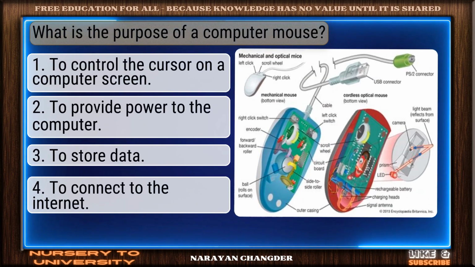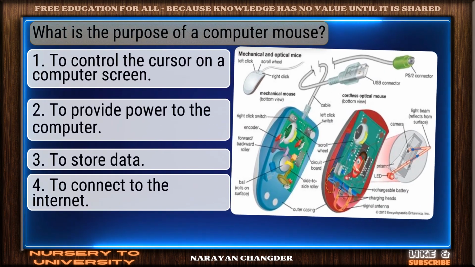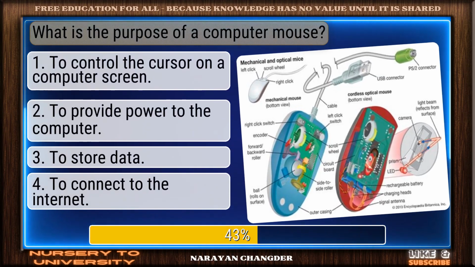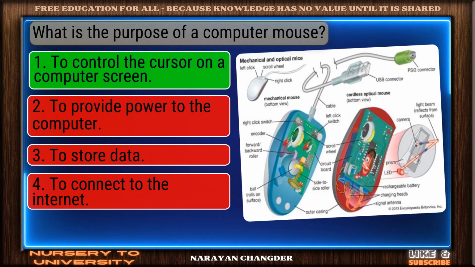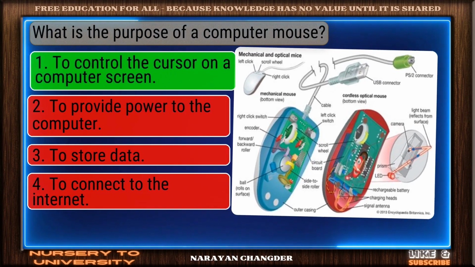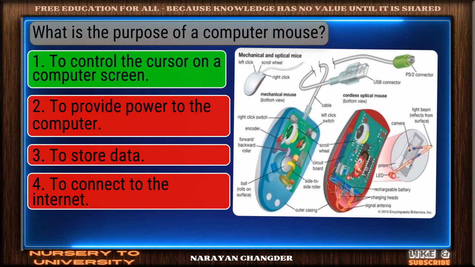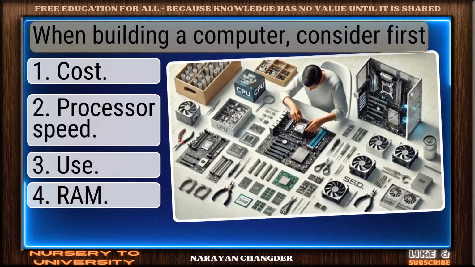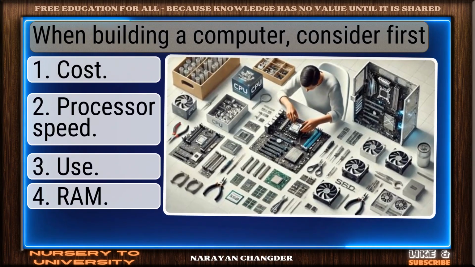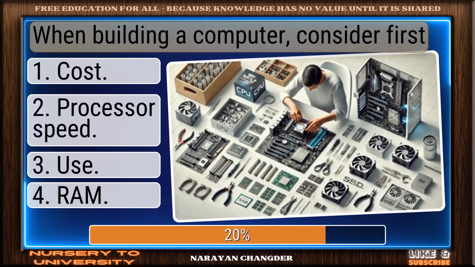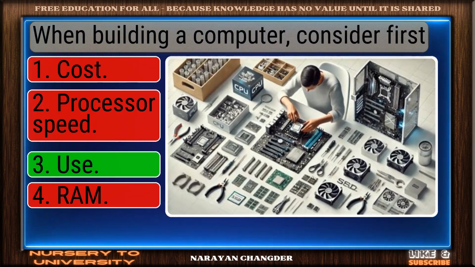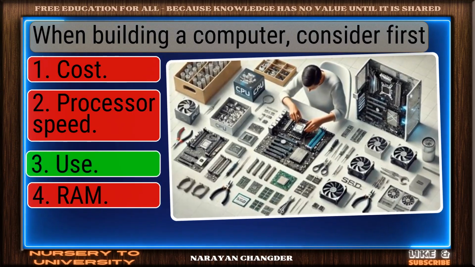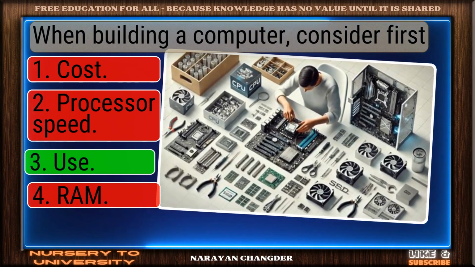Question number 11. What is the purpose of a computer mouse? You're right. To control the cursor on a computer screen is the correct answer. Question number 12. When building a computer, consider first. Clear logic. Your choice is sound and 100% true.